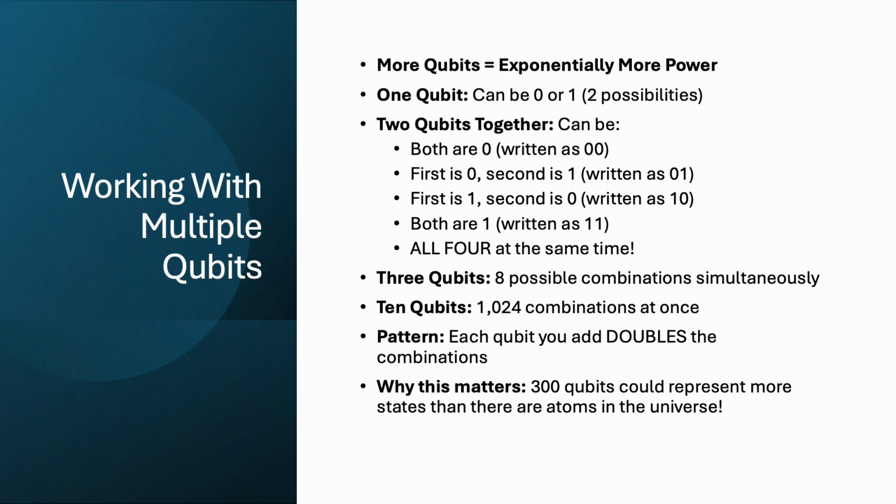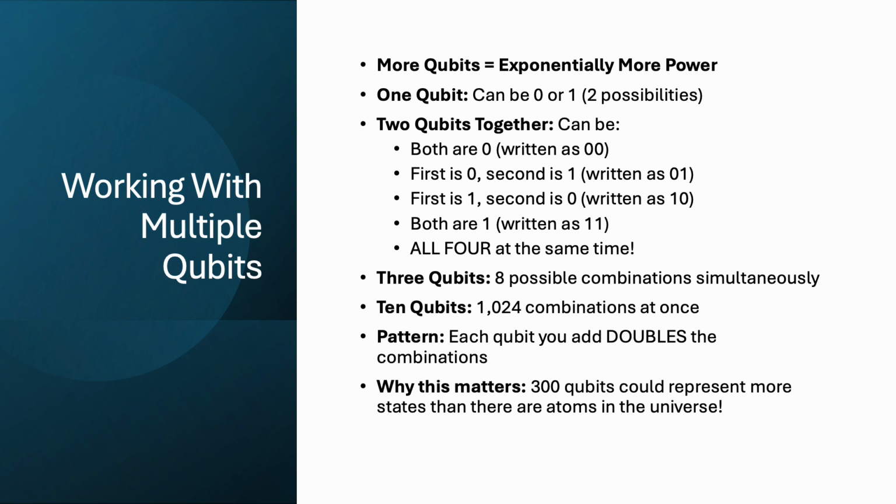By the time you get to 300 qubits, you could represent more states than there are atoms in the observable universe, and all of these states could exist in superposition at the same time. This exponential scaling is why quantum computers are potentially so powerful for certain problems. A classical computer solving a problem with a trillion possibilities would need to check them one at a time, or use clever shortcuts. But a quantum computer with about 40 qubits could hold all trillion possibilities in superposition simultaneously.